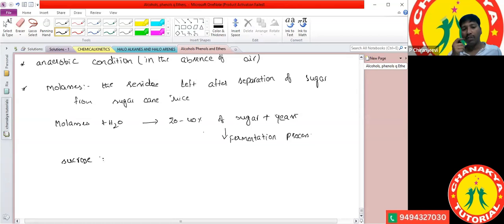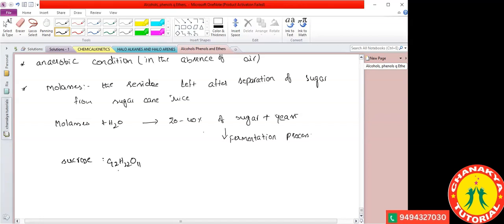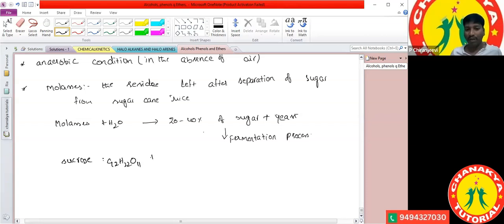What is the molecular formula of sucrose, ma'am? Any one of you? C12H22O11. C12H22O11. So for this, first we are adding water.